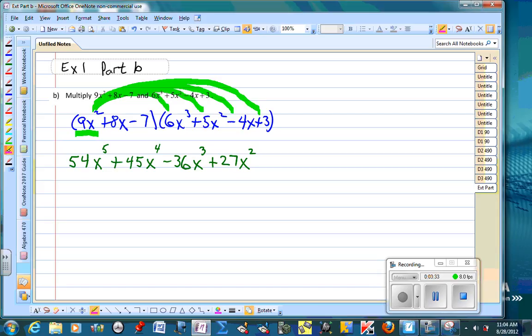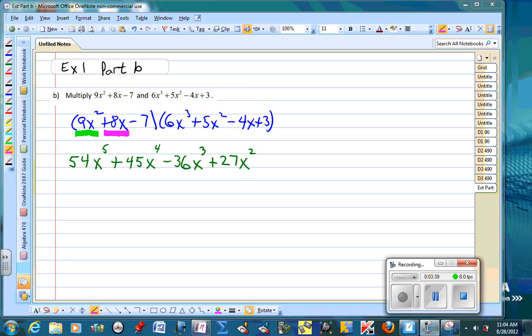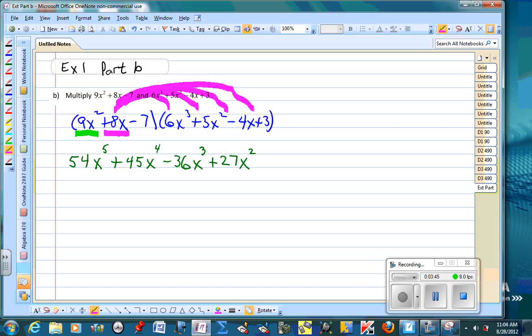Next, we'll distribute the 8x. So we're going to multiply 8x by every term in the other quantity. Here's a suggestion to help organize our scratch work. When we do 8x times 6x cubed, we come up with 48 times x to the 4th power. Let's line up all the like terms vertically, so it'll be easier to combine like terms at the end. Then 8x times 5x squared is going to be 40x cubed. 8x times minus 4x is going to be minus 32x squared. And 8x times 3 is going to be plus 24x.